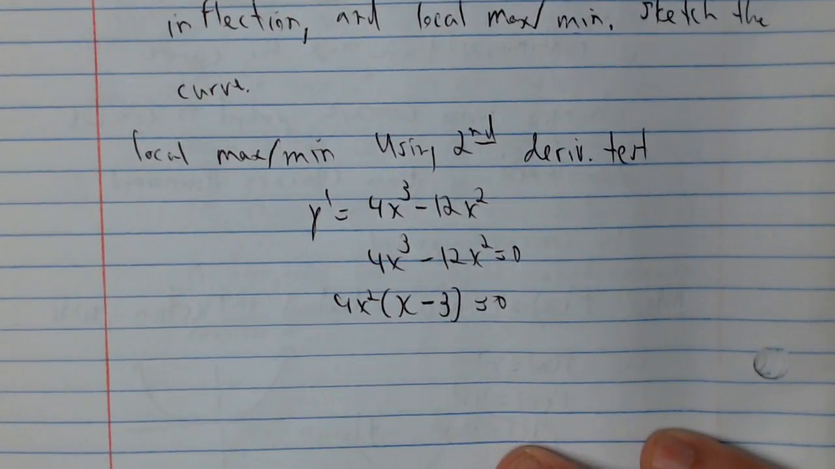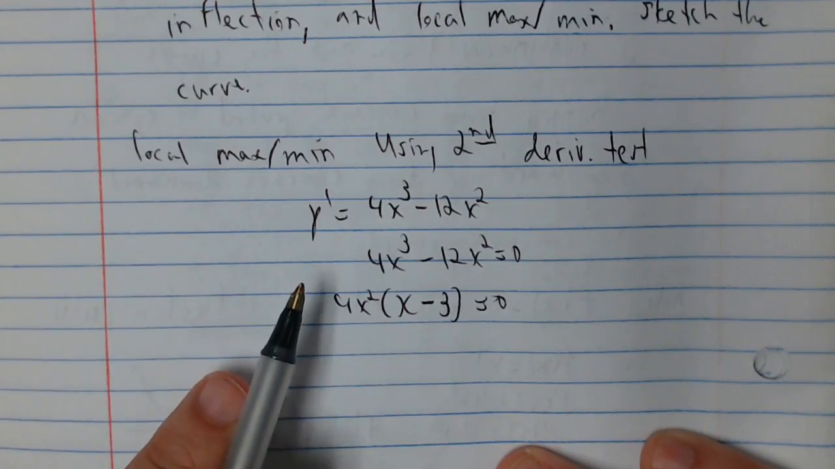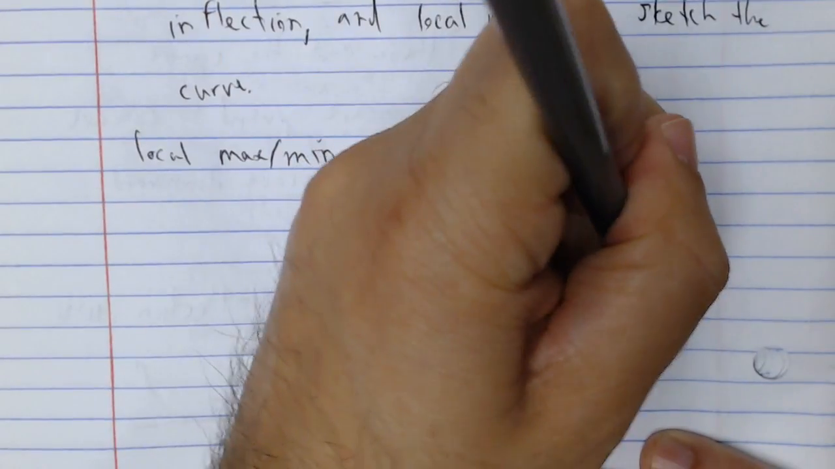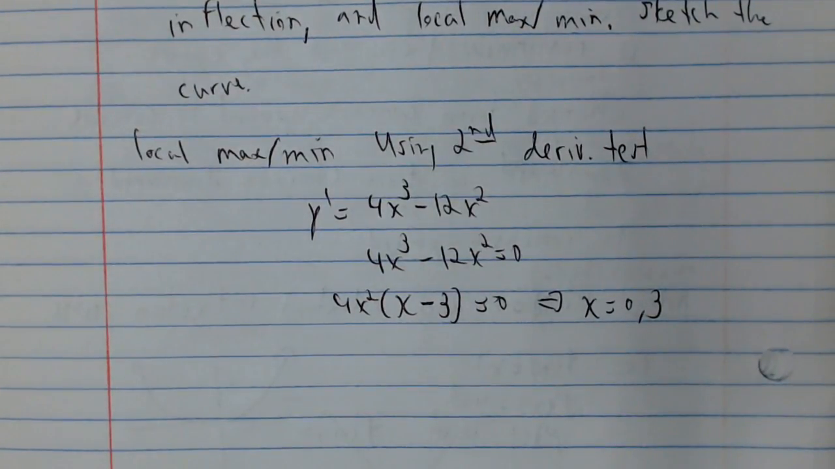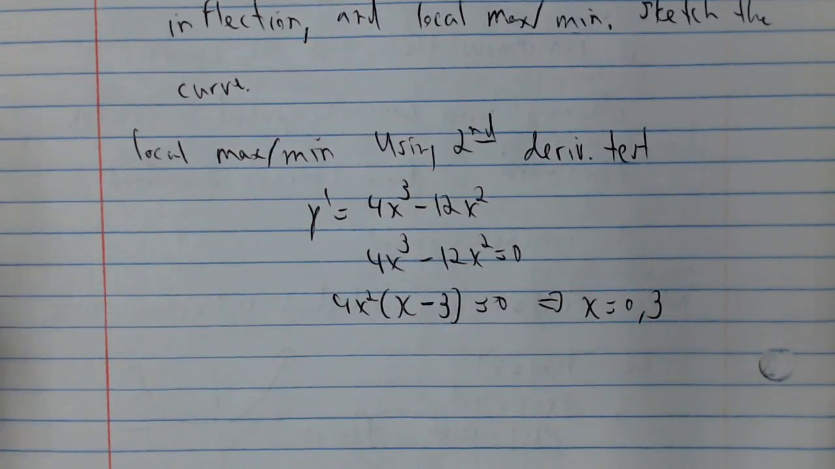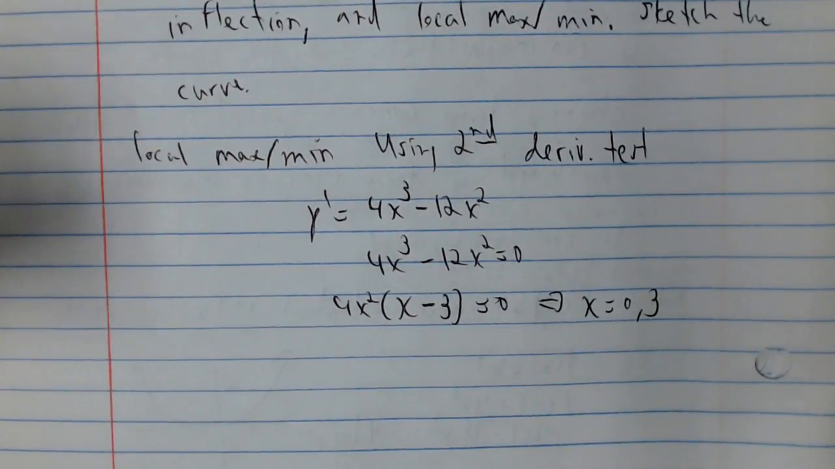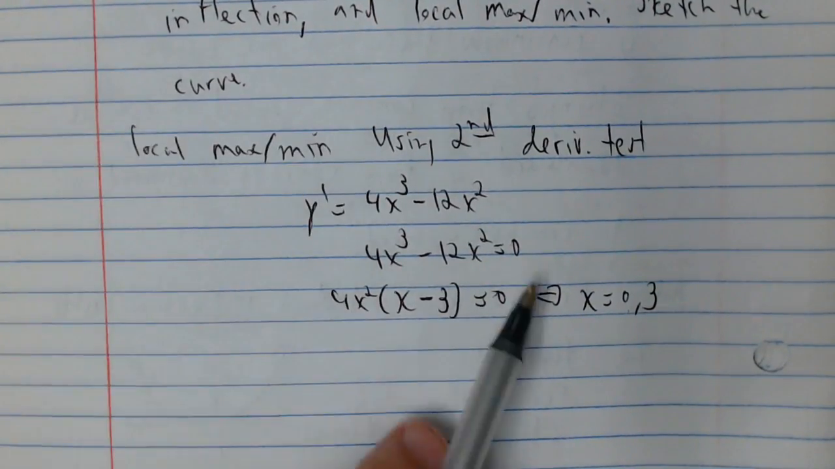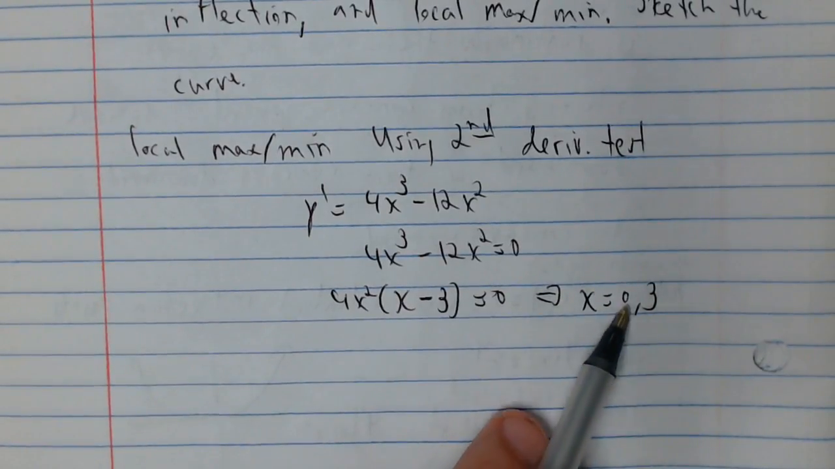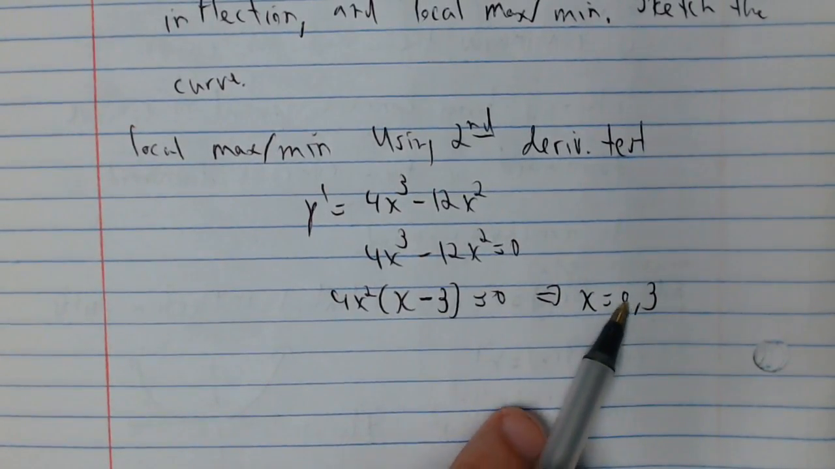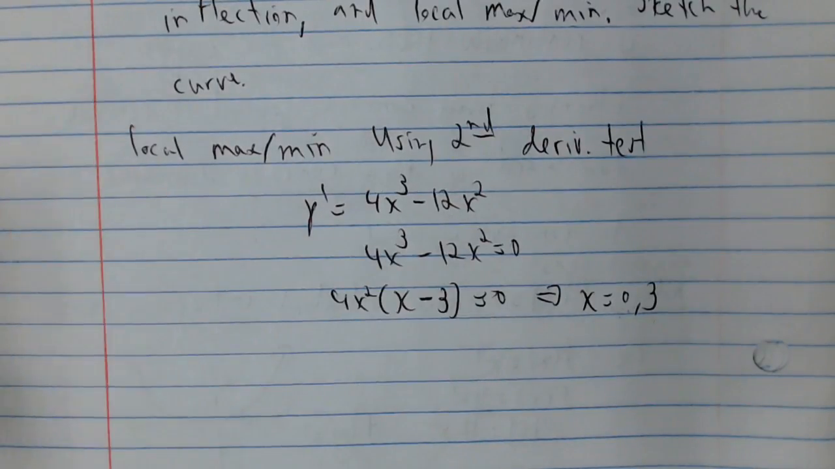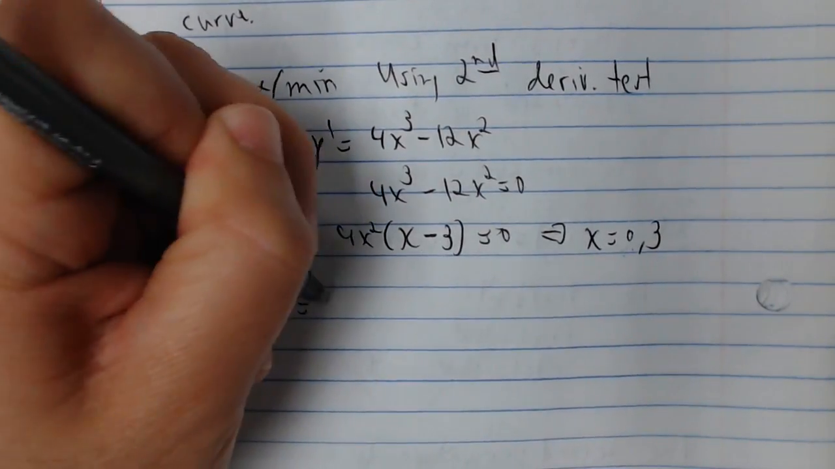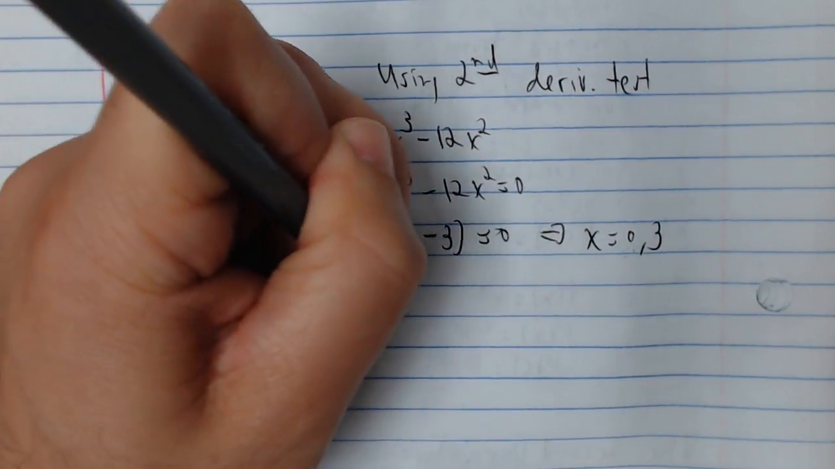And so what do I notice here? My zeros are x equals 0 and 3. Now, once I do this, I need to find the second derivative. Remember, when the first derivative is 0, I want to know if the second derivative is positive or negative at these values. Because once I know that, I can tell you if that's a local max or a minimum for this function. So y double prime becomes 12x squared minus 24x.